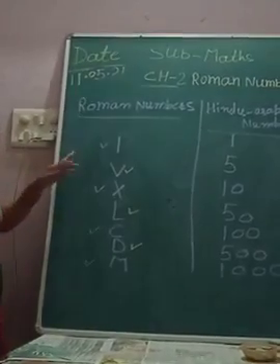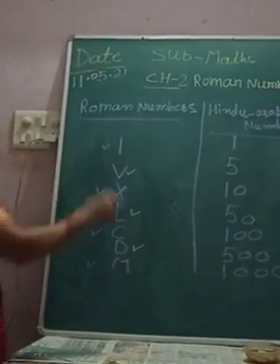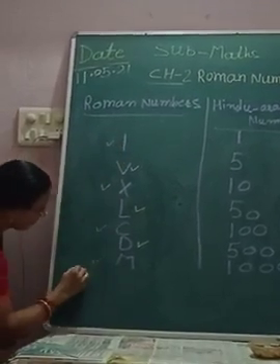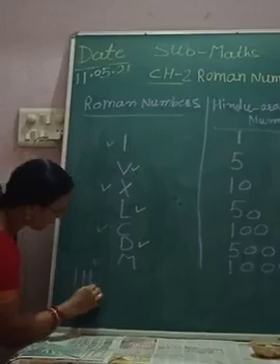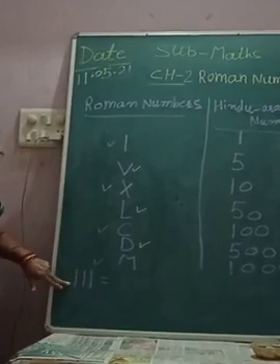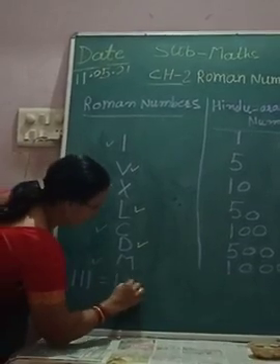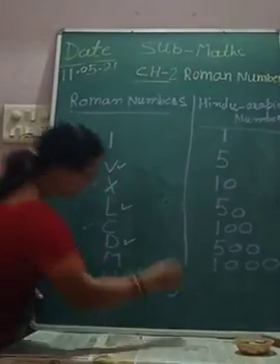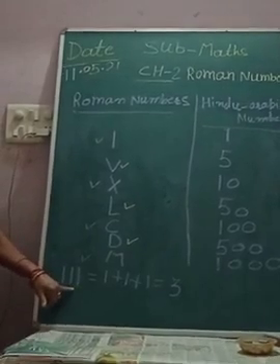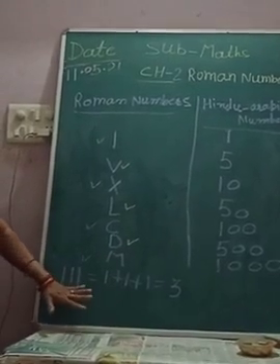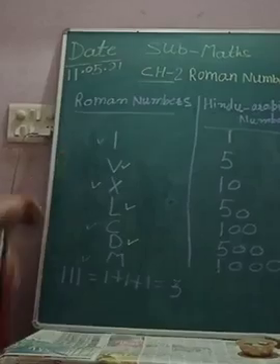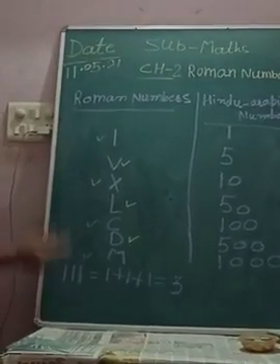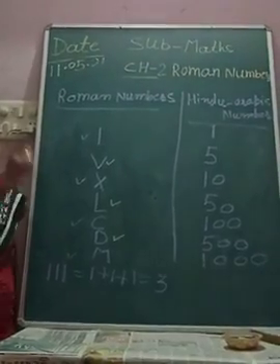Now, after that, repeat means what? Suppose you have to write 3, so you can add this 1 plus 1 plus 1 is equal to 3. You can write it. Now, this much is clear. So repeated means the same numeral you can add again and again, but not more than 3 times.